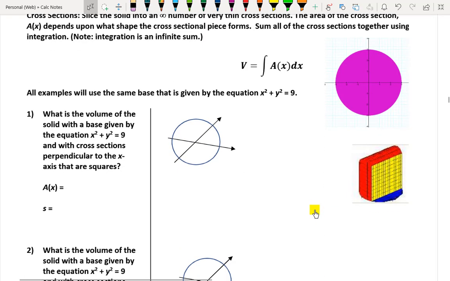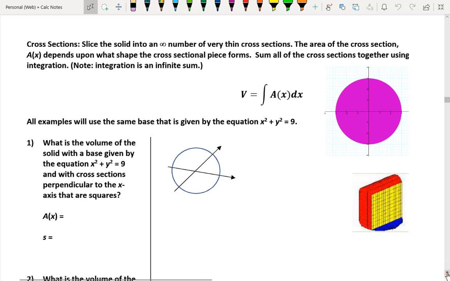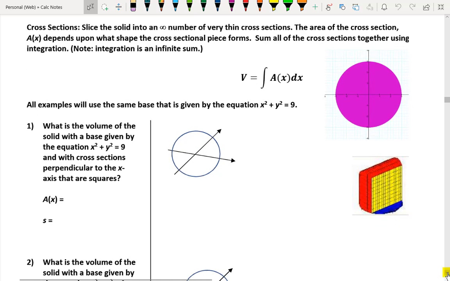All right, so we're going to start on this page right here, and we're going to start off by looking at this first picture here. Basically what happens in a cross section is you slice your solid into an infinite number of very thin cross sections. The area of the cross section depends upon what shape the cross sectional piece forms, and then we're going to sum all of the cross sections together using integration, and integration is just simply an infinite sum.